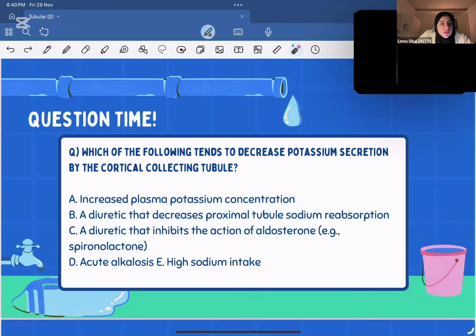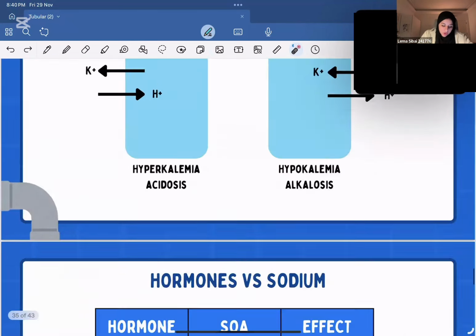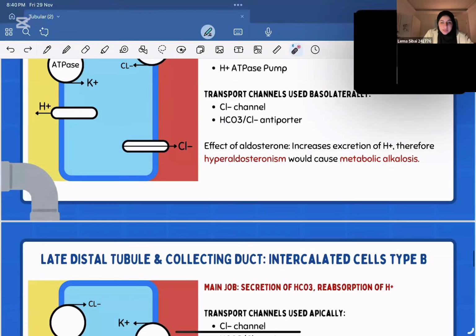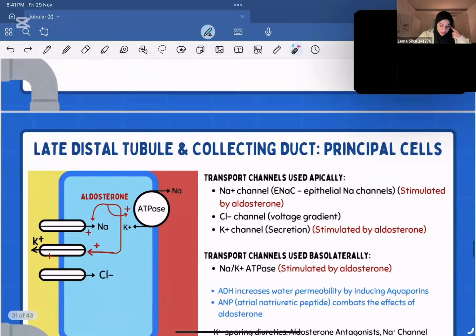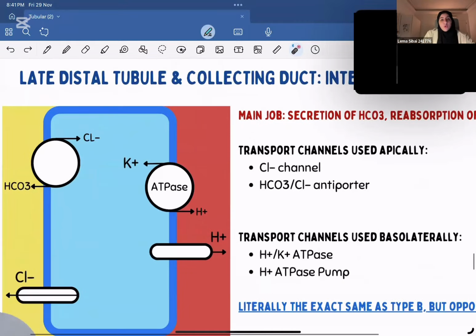Now, why does alkalosis increase secretion? Okay, so alkalosis doesn't directly increase secretion. It's a compensatory method. And what does compensatory mean? It means how does your body react to what's happening so it can bring the blood levels back to normal. So over here, when you have metabolic alkalosis, it just means that your blood is super basic. It doesn't have enough hydrogen ions inside of it. So what does the body do?